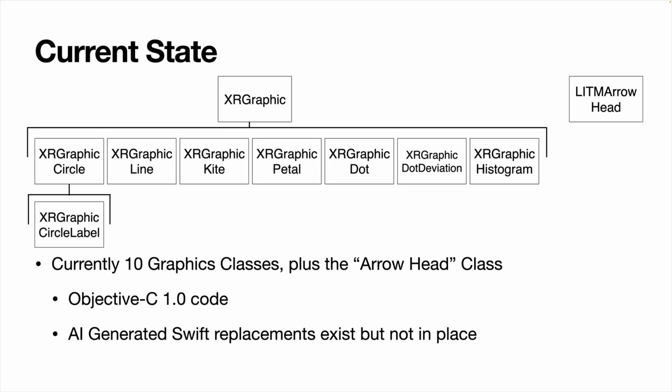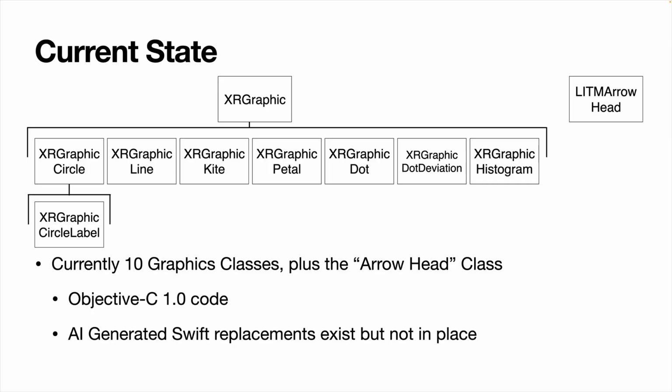But this current state of the graphics themselves is a little complicated. As you can see, we have a superclass called the XR graphic, which handles some of the stuff that all the graphics will handle, with the exception, if you look to the right, of the LITM arrowhead. If you remember, the statistics part of the diagram had a little arrow on it. That actually draws the arrows, or the arrowheads. And it's not a subclass of XR graphic. The LITM is kind of a giveaway that it's something different.